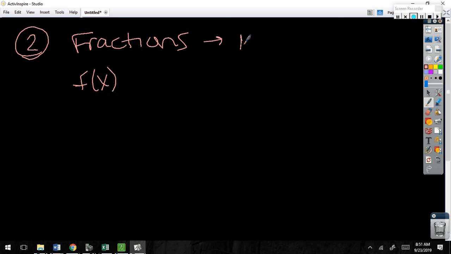All right, scenario number 2. Fractions. And we said what can't happen? 0 can't be on the bottom. So for this one, we're going to make the bottom 0 to see, hey, this is what happens if it's 0. We're going to find this so that we know what x can't be. Okay? So we make the bottom equal to 0, we solve, and we leave that out of the domain.